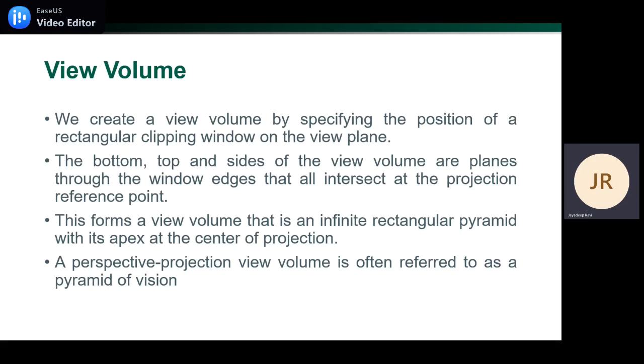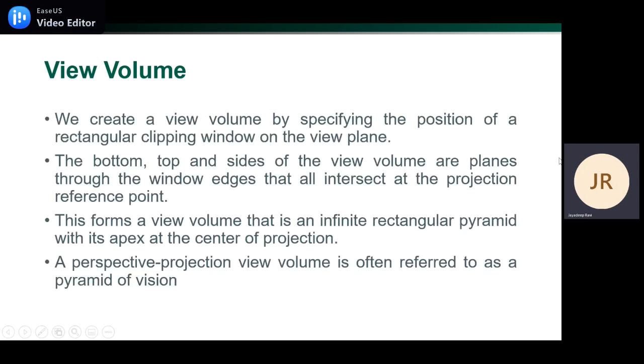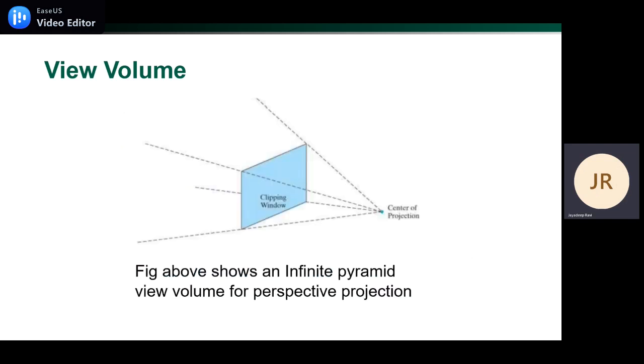Starting with the view volume for perspective projection. The view volume is created by specifying the position of a rectangular clipping window on the view plane. Here is the clipping window, and here is the center of projection. The top, bottom, and sides of the view volume are planes through the window edges that all intersect at one point, known as the projection reference point. This is the projection reference point.